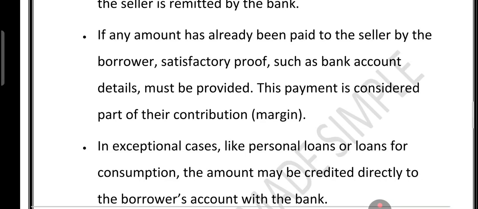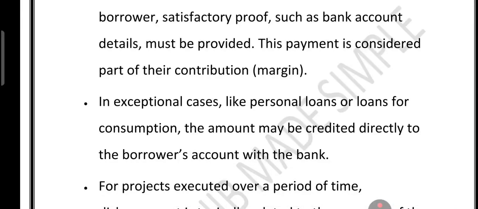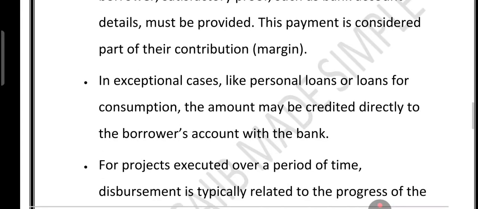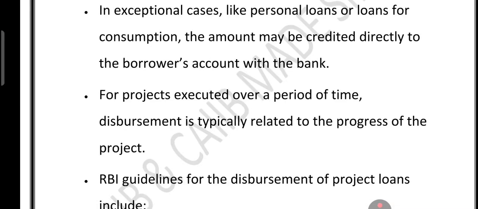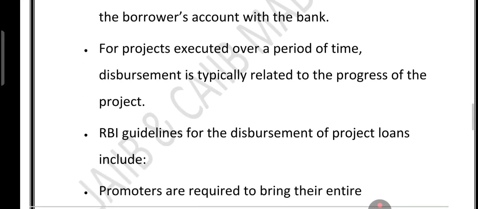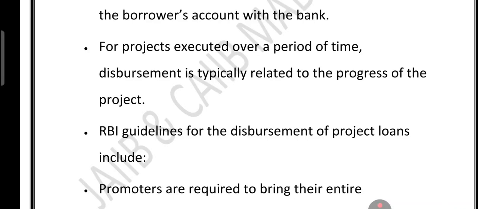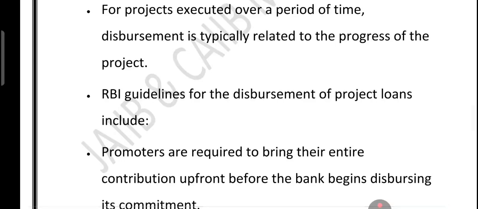Now what about the personal loan or loan for spending or consumption? In that case, these are different. The loan amount may just be credited directly into the borrower account. No seller, no machinery, no construction, just funds for the borrower to use. No seller is required, no machinery is required, no construction is required for a personal loan, and it is directly credited into the borrower account.